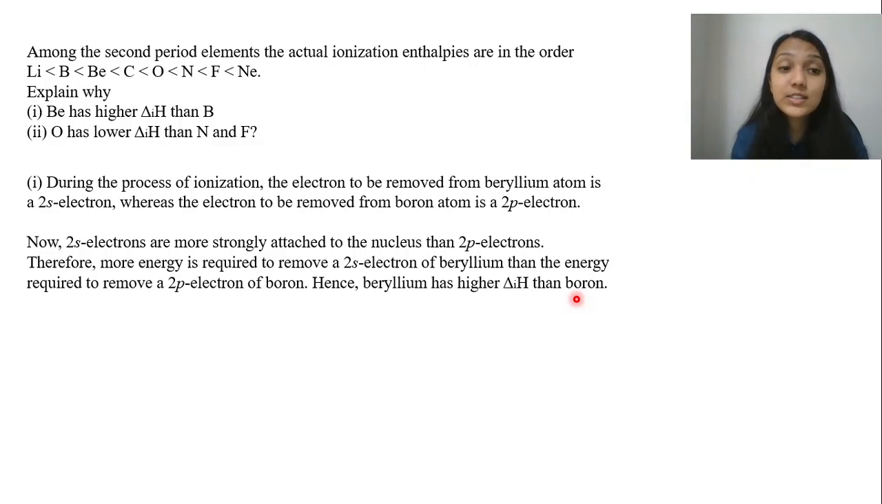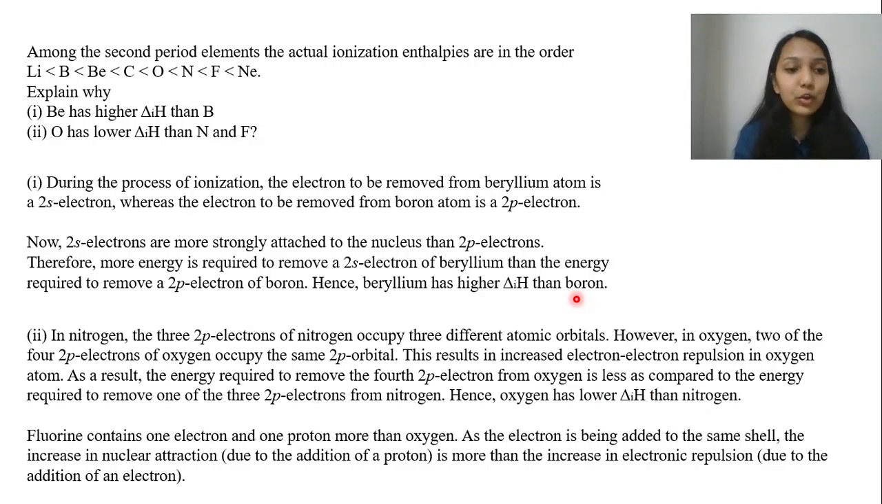Next question is, oxygen has lower ionization enthalpy than nitrogen and fluorine. So we'll discuss that now. Nitrogen has 3p electrons, and all these 3p electrons are in different p orbitals, px, py, and pz. We discussed this while filling the electrons. According to Hund's rule, you have to fill one electron in each orbital first, and then go back and start filling the second electron. So in case of nitrogen, it has 2p3, hence there will be one electron in each p orbital.